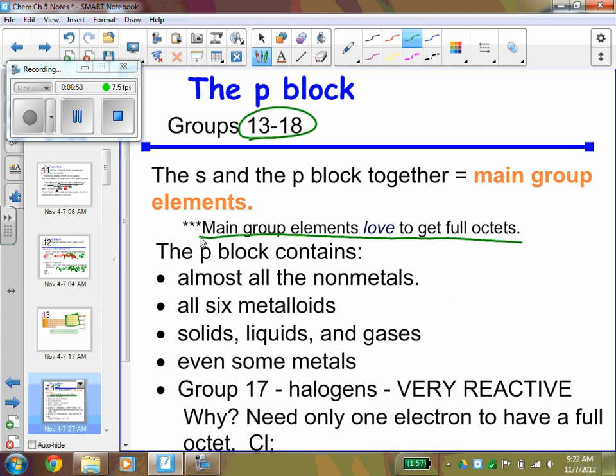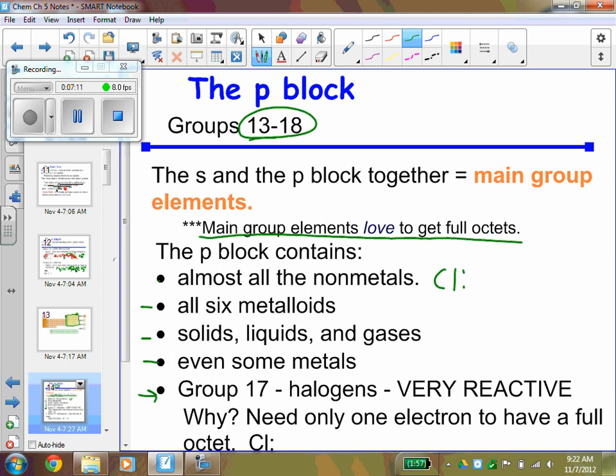Now, the P block has all sorts of stuff in it: almost all nonmetals, all 6 metalloids, some liquids, solids and gases, even a couple metals near the bottom. But the thing that I want to concentrate on is group 17, which are the very reactive halogens. And the reason why they're so reactive is because they are so close to an octet.